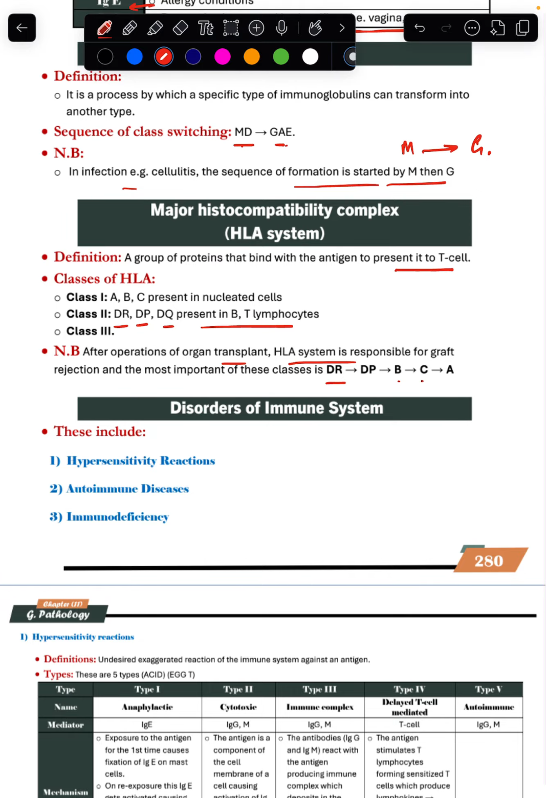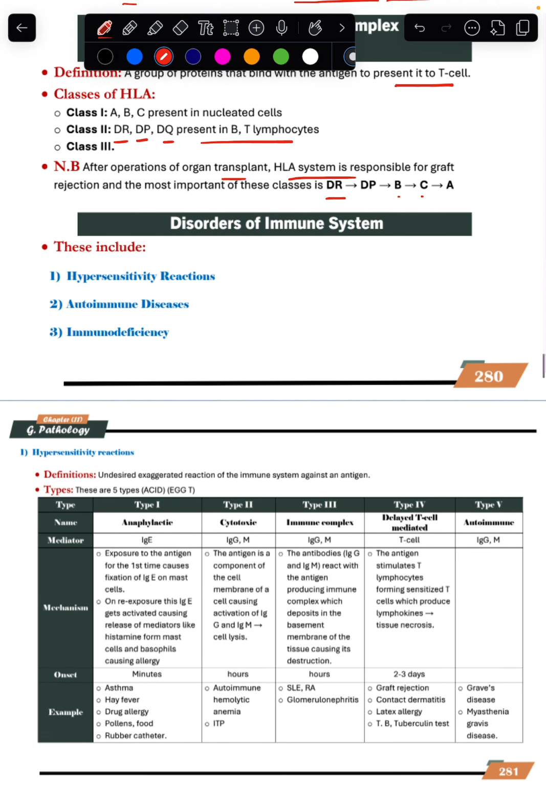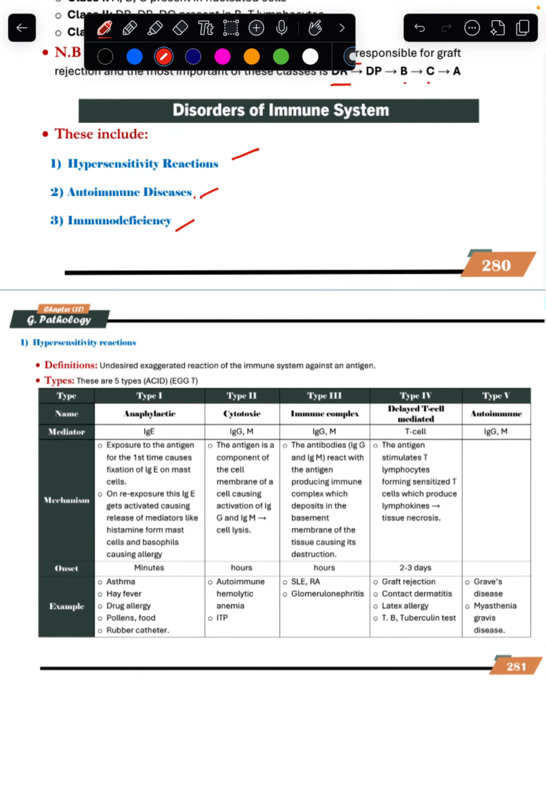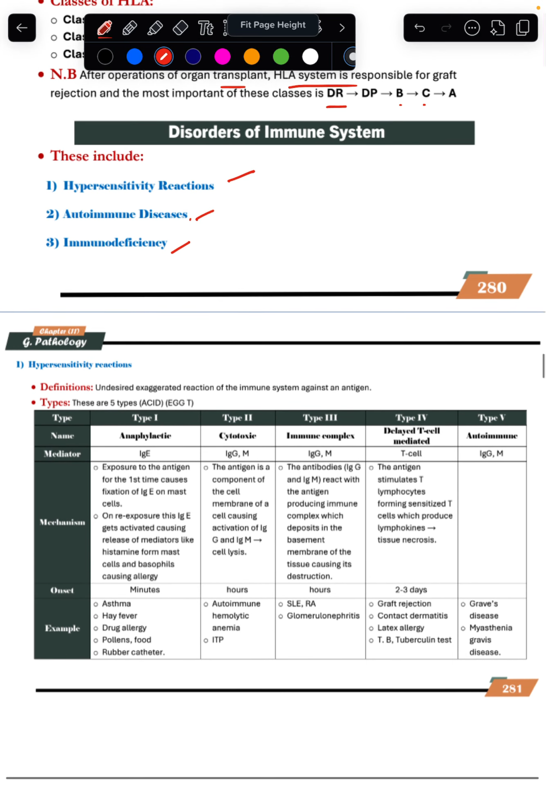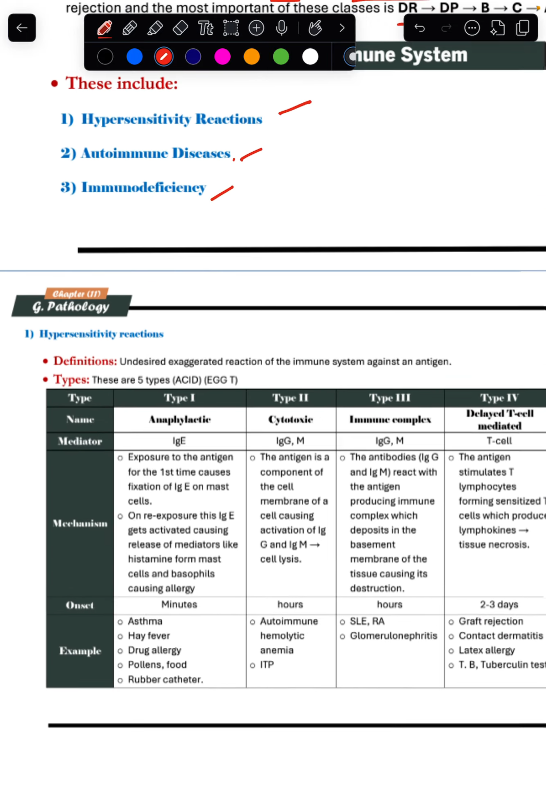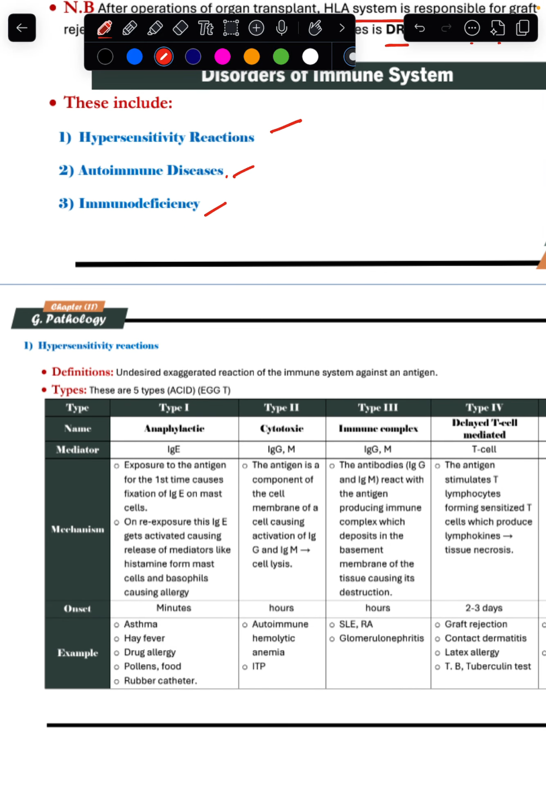What are the disorders of the immune system? These can be hypersensitivity reaction, autoimmune disease, and immunodeficiency. These are the three things. Now hypersensitivity is of types 1, 2, 3, 4, 5. There are five types of hypersensitivity. Regarding mediators, just see the mediator mechanism: IgE.